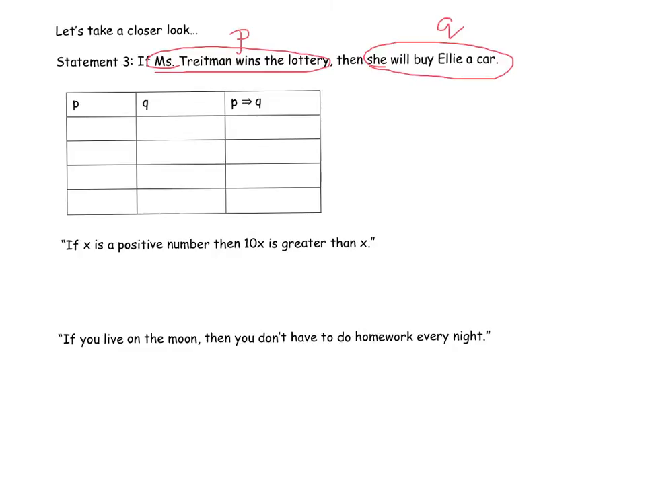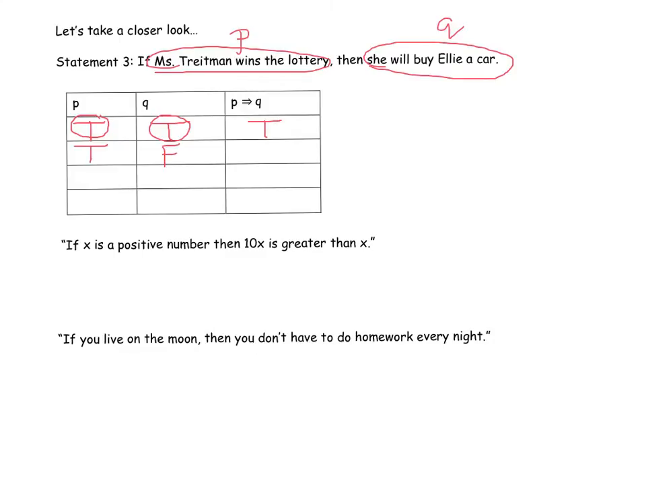We could have Miss Treitman wins the lottery. That would be awesome. And she could buy Ellie a car. Well, if she wins the lottery and she buys Ellie a car, then the conditional statement is true, right? We have the hypothesis being met. We have the conclusion being met. So as long as Miss Treitman wins the lottery and buys Ellie a car, we would say that that statement is true.